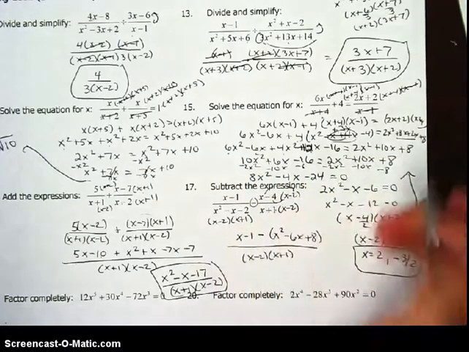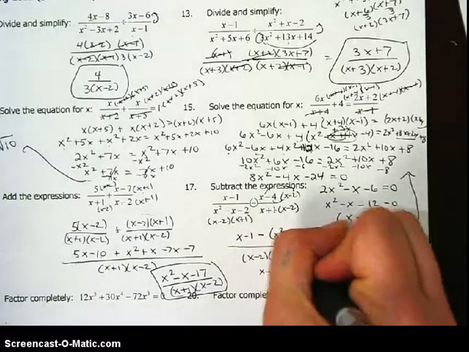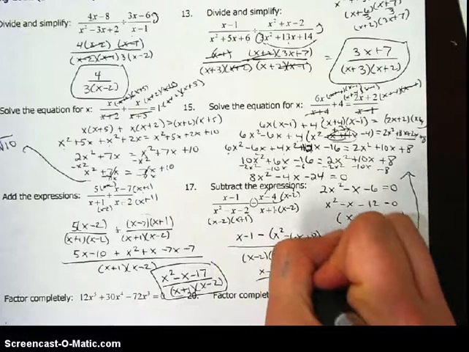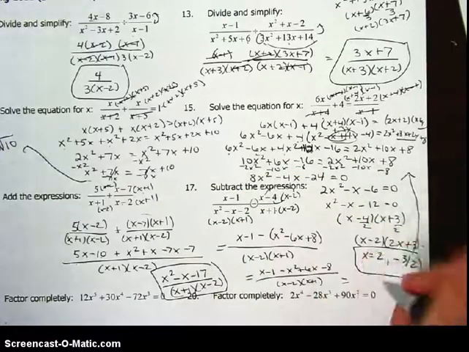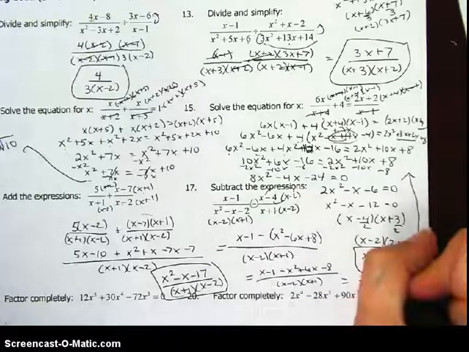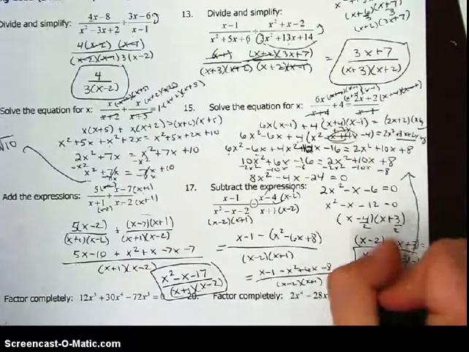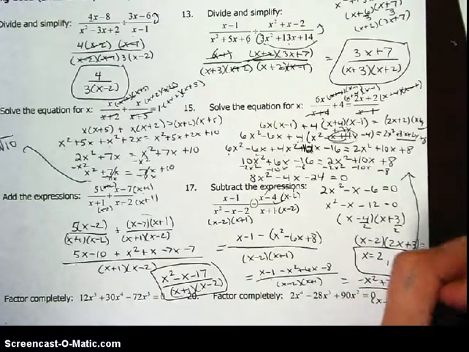Need to distribute the negative, so we'll have x minus 1 minus x squared plus 6x minus 8 over x minus 2, x plus 1, which will leave me with our final answer of negative x squared. We've got x and 6x, plus 7x, negative 1 and negative 8, which would be negative 9, over x minus 2, x plus 1.